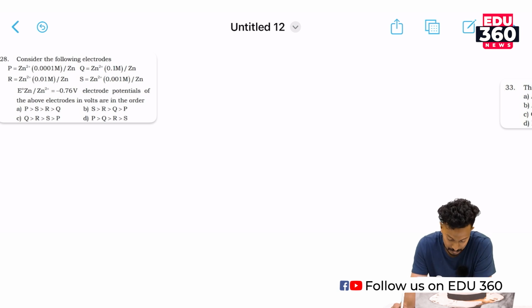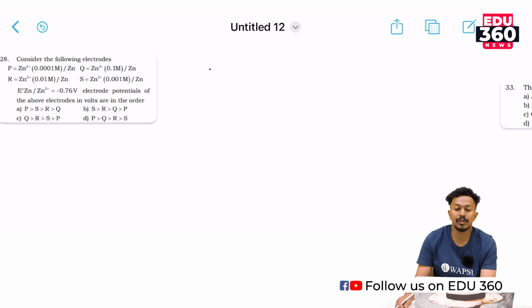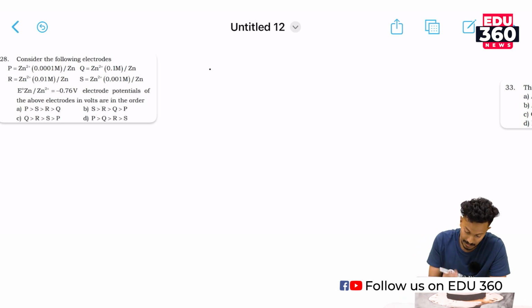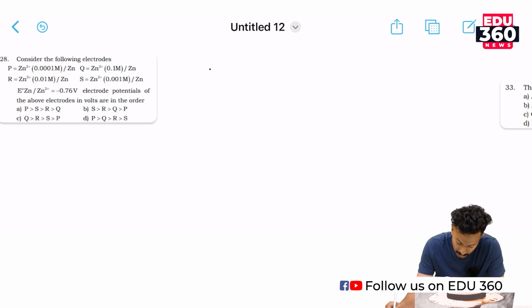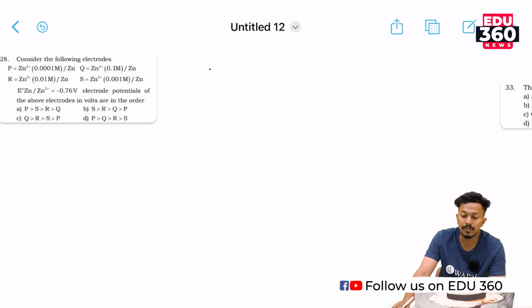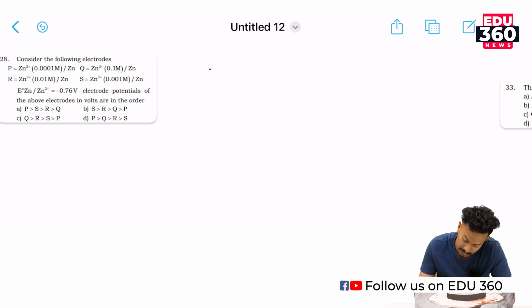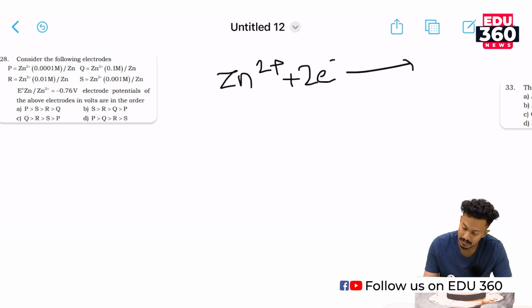Consider the following electrodes. This is actually about the concentration of zinc ions present. This is the 28th one. You have to find out the electrode potential in each one. So we have Zn2+ treated with 2 electrons, and we get Zn.